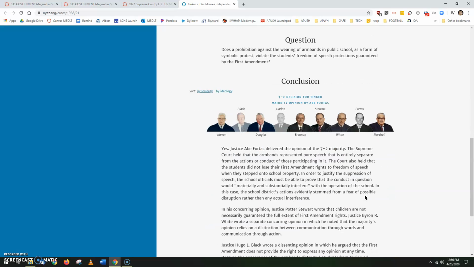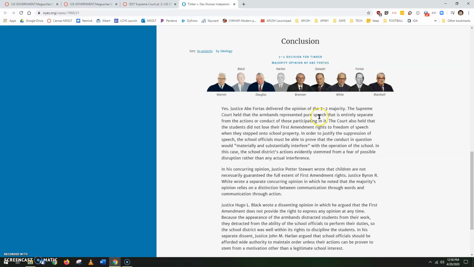And what the Supreme Court argued was, they said the students do have a right to free speech. As it says, Justice Abe Fortas delivered the opinion, the Supreme Court held, which means they agreed, that the armbands represented pure speech that is entirely separate from the action and context of those participating in it. Meaning, the armbands are purely symbolic, right?